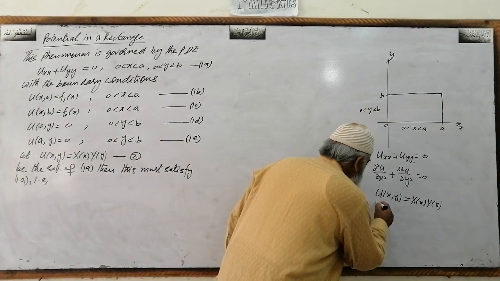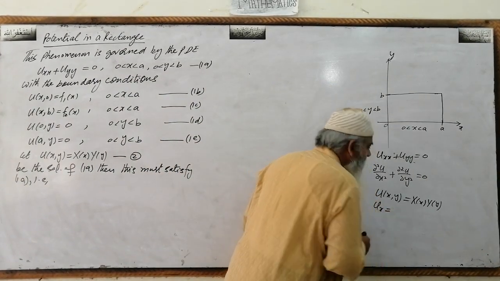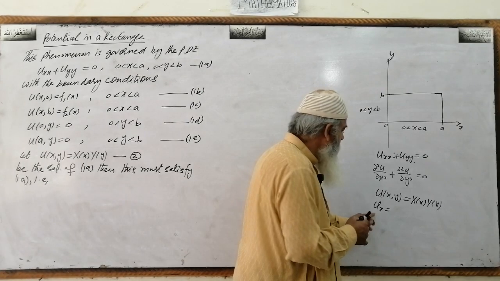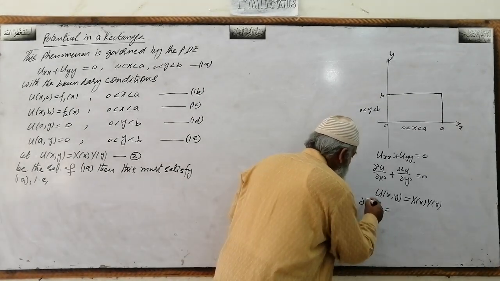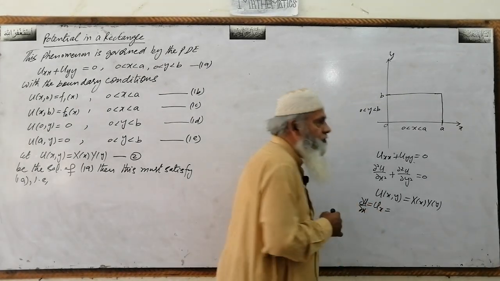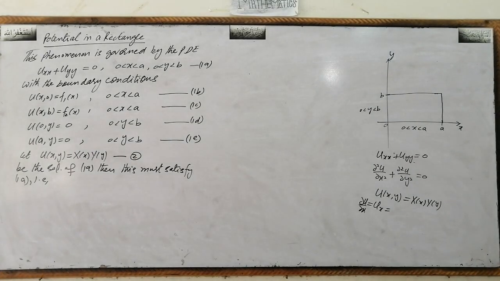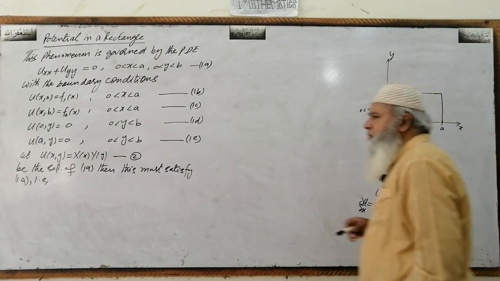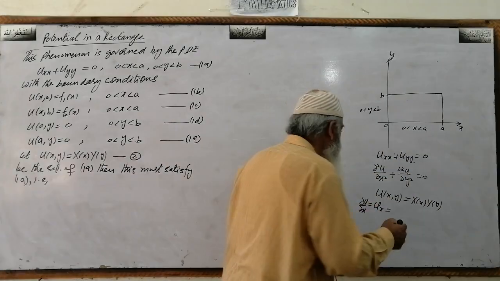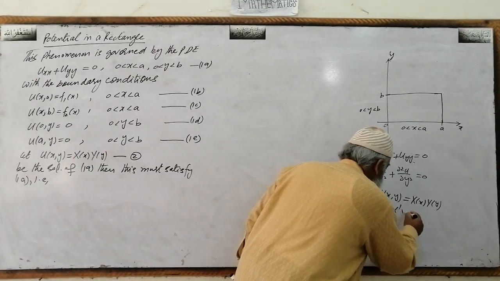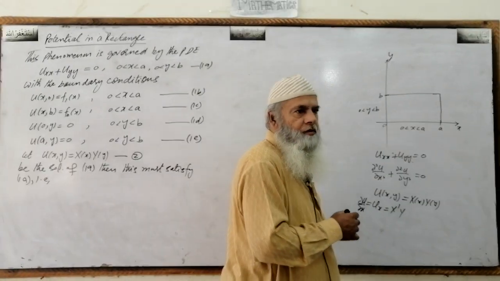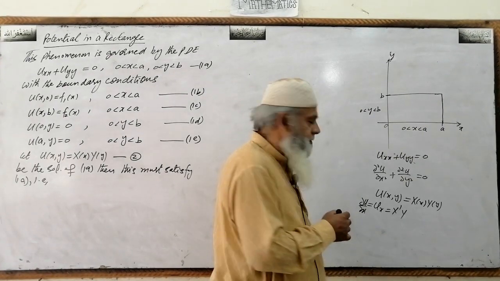Now, when you take its single derivative with respect to x, what will happen? Keep in mind, u_x means you are taking the partial derivative of u with respect to x. While taking the partial derivative of u with respect to x, y is kept constant. Then what will happen here? This will be x dash, and y is kept constant. Y remains as it is.